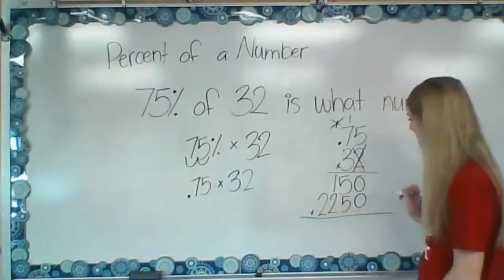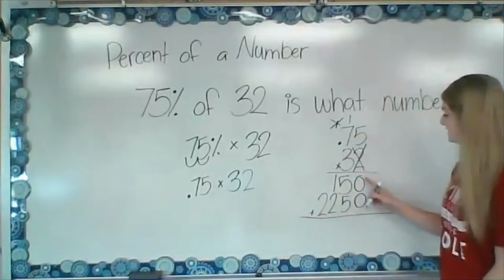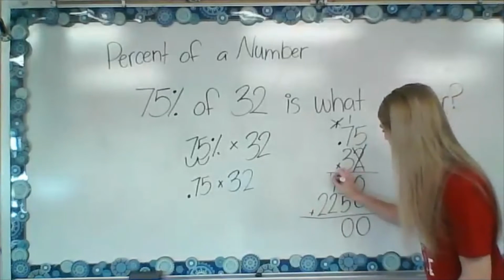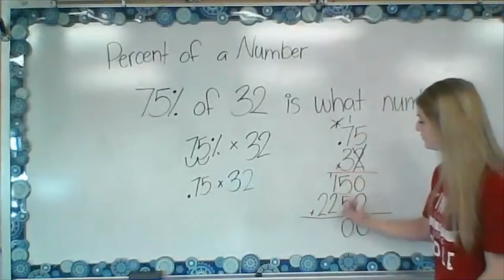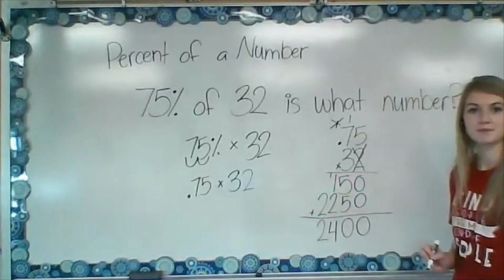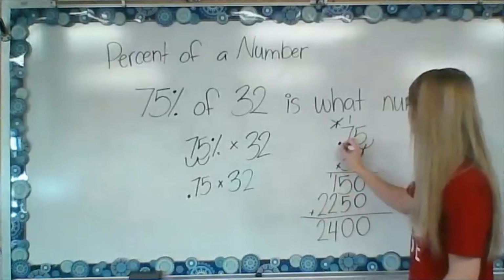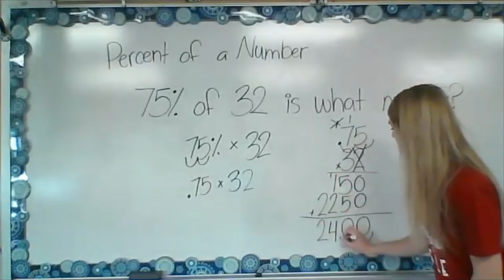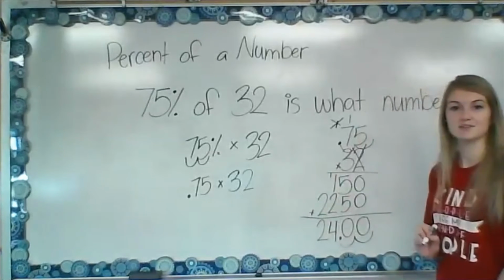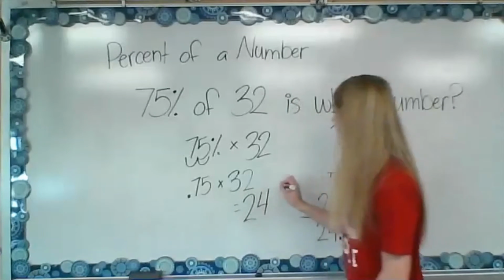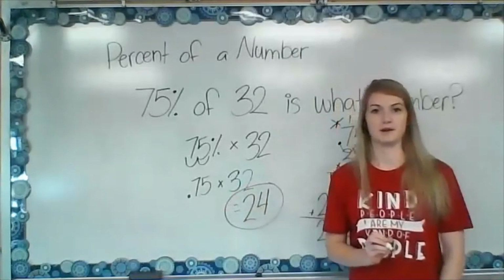And then we're going to add these together. 0 plus 0 is 0. 5 and 5 is 10. Carry the 1. Now I have 2, 3, 4, and 2. Okay, I have 2 decimal places in my problem, so I have 2 in my answer. 24. 75% of 32 is 24.